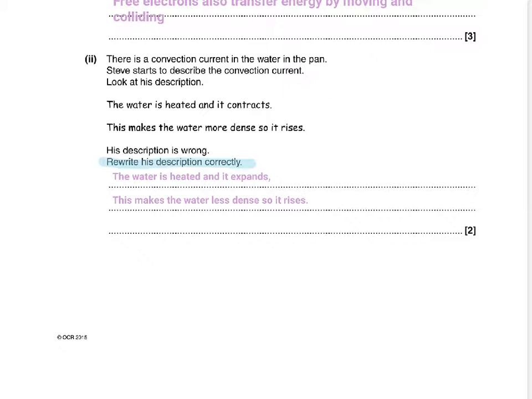So we don't have to come up with anything ourselves. We just have to rewrite those two sentences, but change the bits that are wrong. And the bits that are wrong are basically that he's saying that when water is heated, it contracts. And when water contracts, it would make it more dense, but of course that's wrong. If it was rising, it's got to be less dense. And so when we rewrite that, we say the water is heated and it expands, and this makes the water less dense, so it rises.